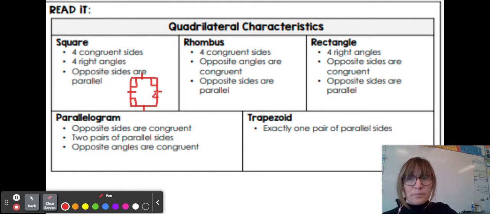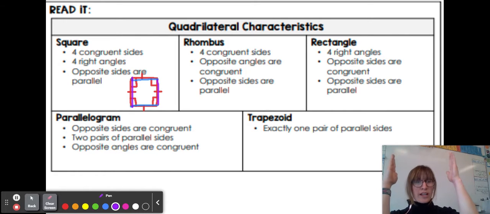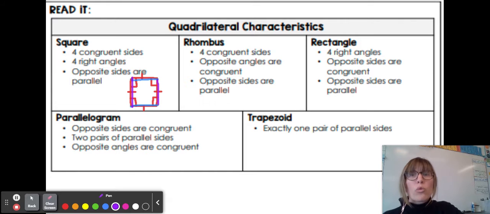And we also know that the opposite sides, so this side and this side are opposite, they're parallel. This side and this side are opposite and they're parallel. Parallel being like train tracks, they're never going to intersect no matter what.